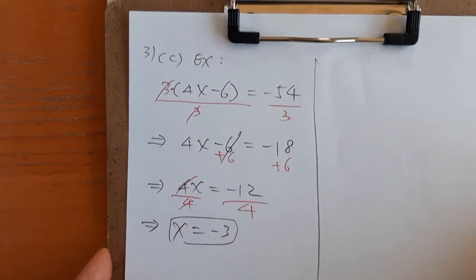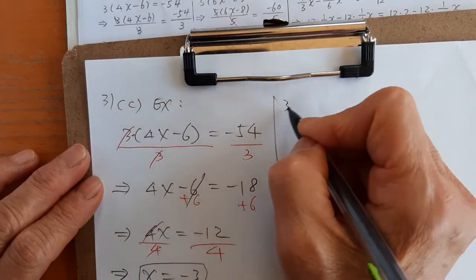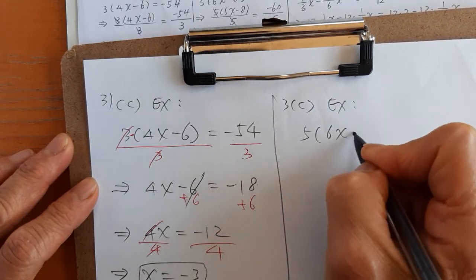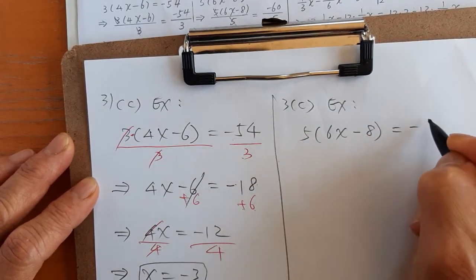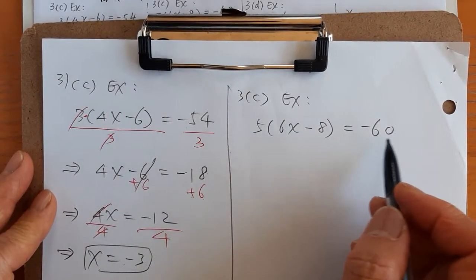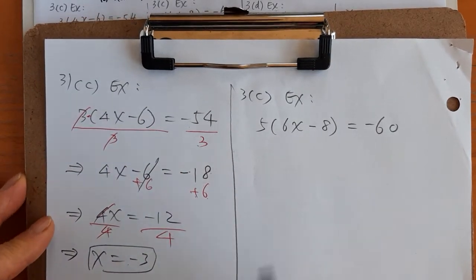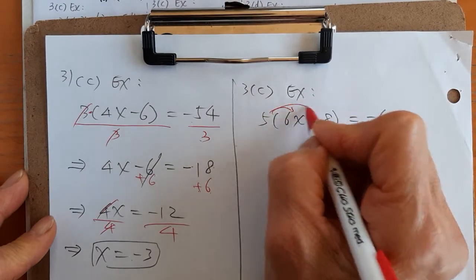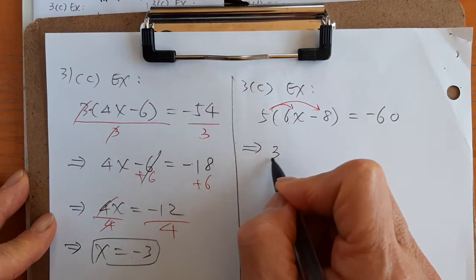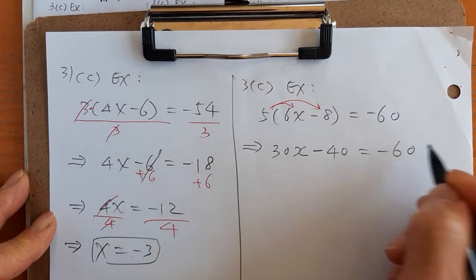So next one is another example, this 3c example. It's 5 times 6x minus 8 equals negative 60. You can divide by 5 on both sides first. That will be easier. And if you don't divide by 5, you remove the parentheses, distributing in. 5 times 6x is 30x minus 5 times 8, it's 40, equals negative 60.